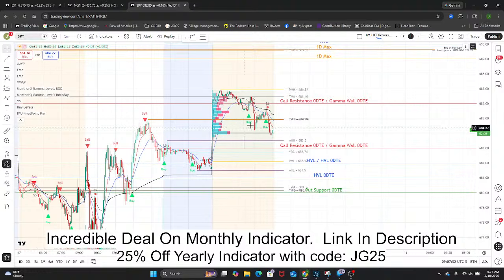I'll give you my market insights as we go. We go over a lot of different things. Hopefully you learn something while you're here. Hopefully you make some money while you're here. See how the indicator works. It's a very, very powerful indicator.